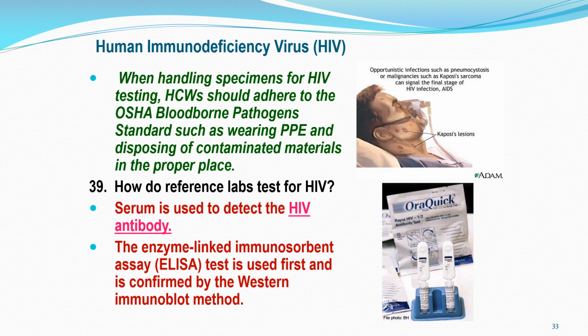We bring this up with HIV because, of course, this is an example of a very possibly deadly virus. But as we know, we must treat all blood and body fluids as if they could be infectious. Okay? So how do these reference labs test for HIV? Serum is typically what's used almost always in reference labs, and they're looking to detect the HIV antibody. The enzyme-linked immunosorbent assay, ELISA test, is used first and is confirmed by the Western immunoblot method.